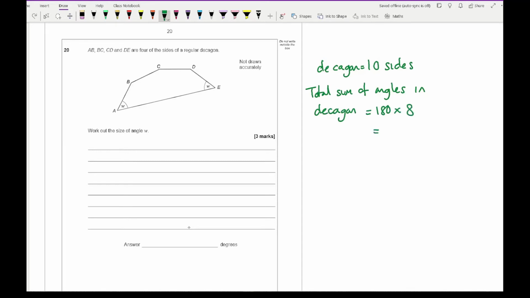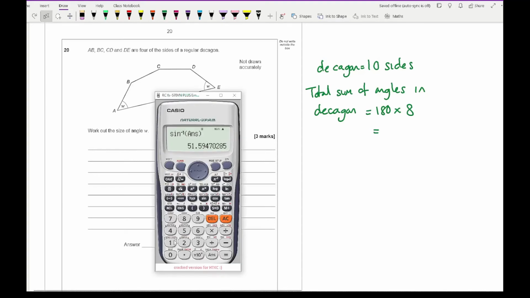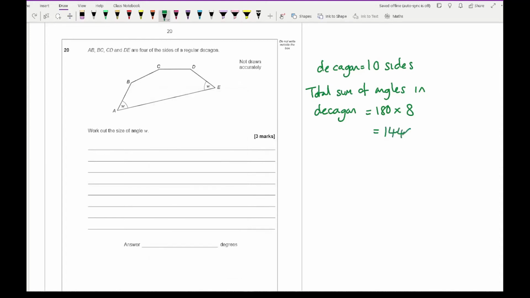So then that's going to be, getting the calculator out, 180 times 8, which equals 1440 degrees. Now, in terms of the interior angle of a regular decagon, if all the angles are the same, that's going to be 1440 divided by 10, which is 144. So that means that this angle here is 144, this angle here is 144, and this angle here is 144.